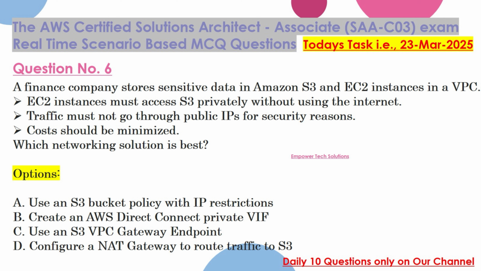EC2 instances must access S3 privately without using the internet. Traffic must not go through public IPs for security reasons. Costs should be minimized. Which networking solution is best?